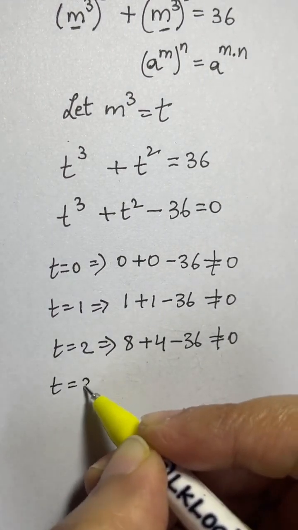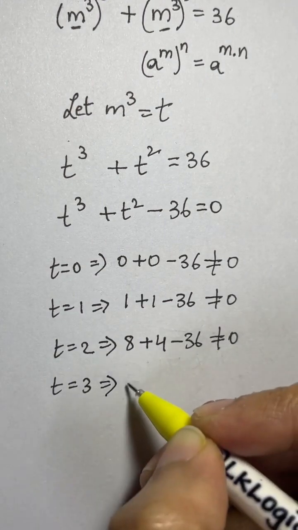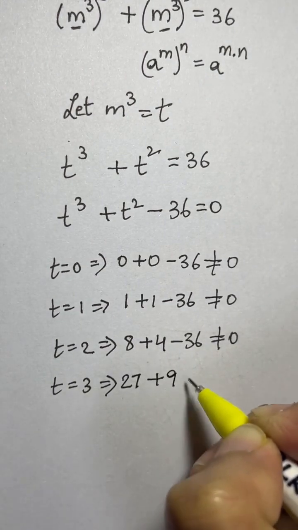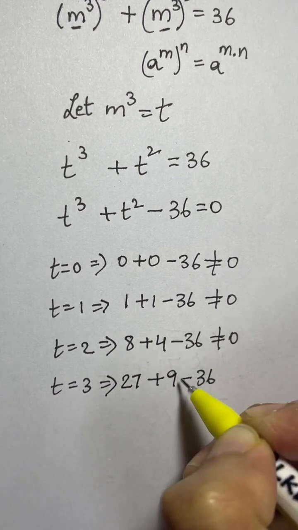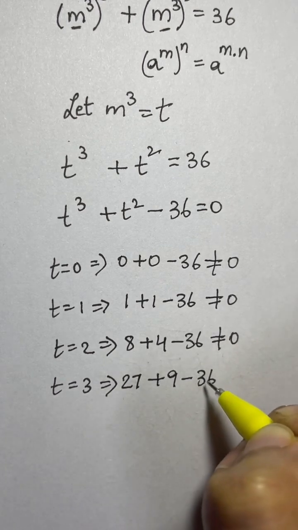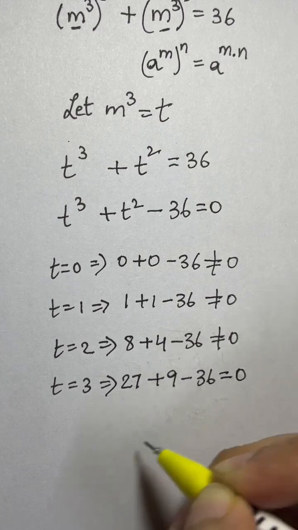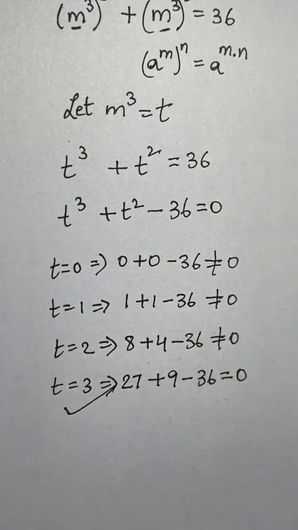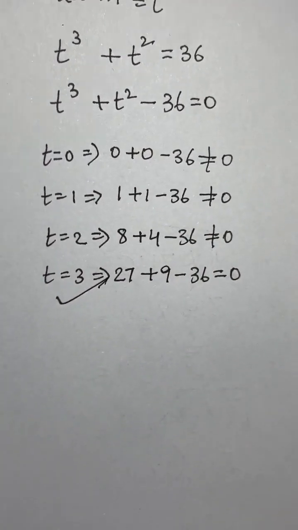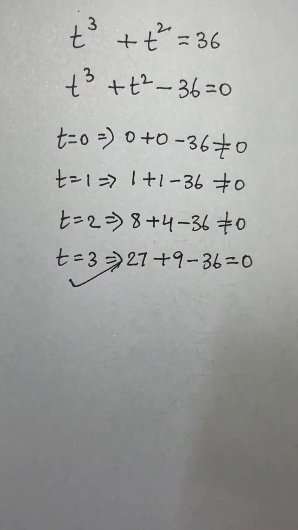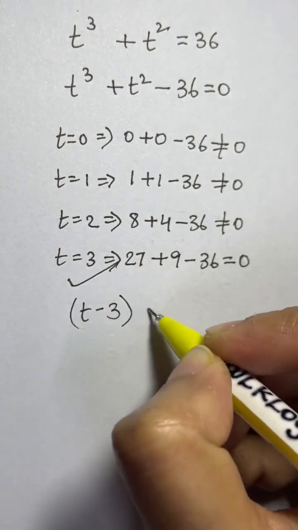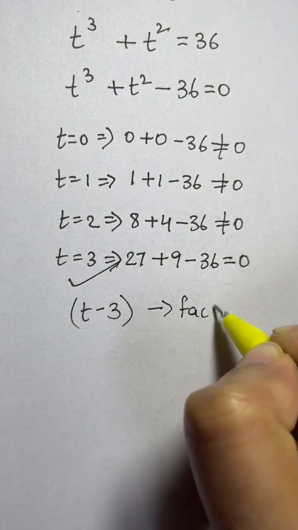Let's say t is equal to 3. 3 cubed is 27, plus 3 squared is 9, minus 36. 27 plus 9 is 36, and 36 minus 36 is equal to 0. So we have got one factor: t is equal to 3. Now we can say that t minus 3 is one factor.